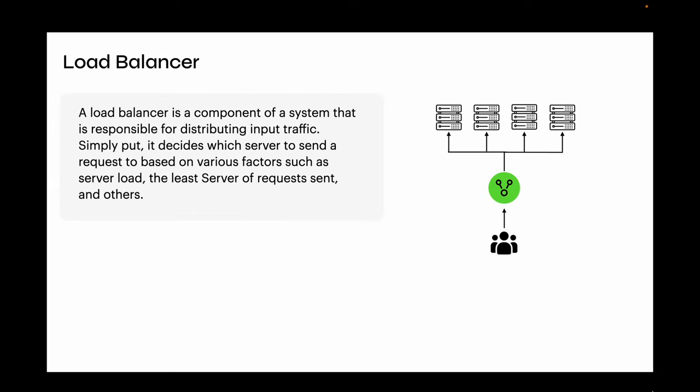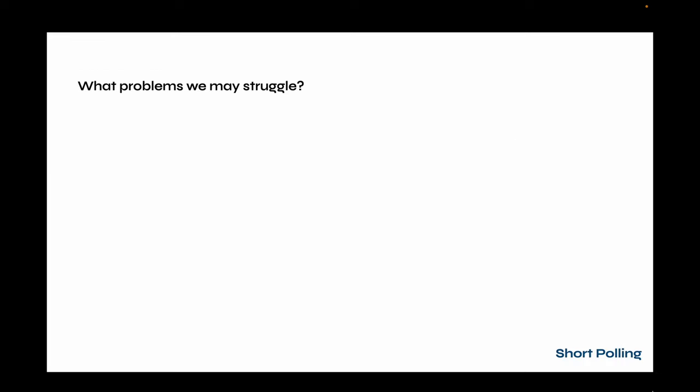A key element in scaling is the load balancer. It's a system component responsible for distributing incoming traffic. Simply put, it decides which server should receive a request based on various factors such as server load and others. What challenges might we struggle with when scaling servers for short polling? Frankly, there are no unique problems for short polling in terms of scaling. Scaling is straightforward, aligning with short polling's simplicity.